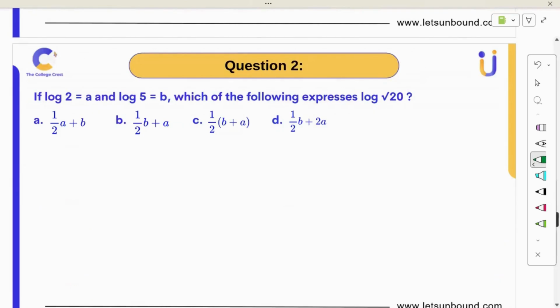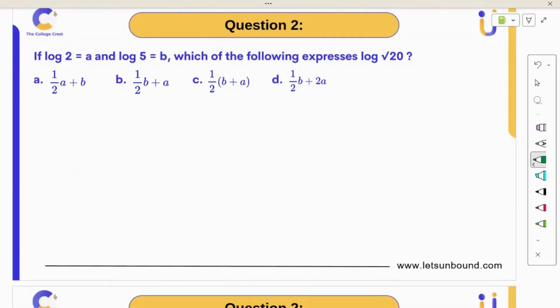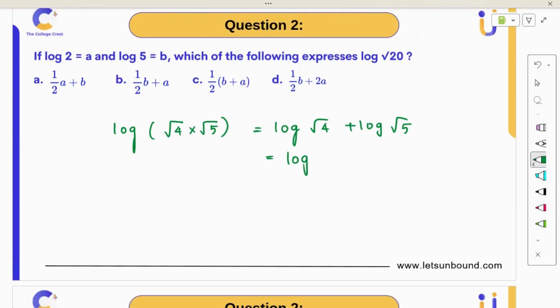Now, question number 2. If log 2 is A and log 5 is B, which of the following expresses log of square root 20? So yeah, split it like square root 4 times square root 5. So it will go log, which means no base, so it's base 10, right? So log root 4 plus log root 5. Log root 4 is log 2. Log root 5 I can write as 1 by 2 log 5. How? Because this can be written as log 5 power half and we can apply the power rule.